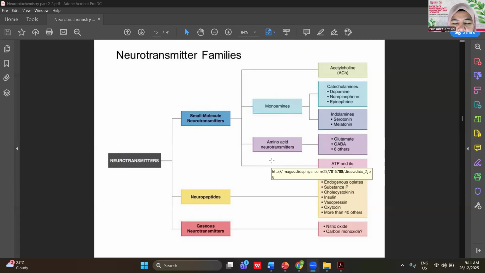For neuropeptides, they include larger chain-like molecules such as endogenous opiates, substance P, hormones, cholecystokinin, insulin, vasopressin, oxytocin, and more than 40 other neuropeptides. And for gaseous neurotransmitters, we have nitric oxide and also carbon monoxide. Nitric oxide is involved in vasodilation and memory formation, and carbon monoxide is a potential neurotransmitter with less established roles.